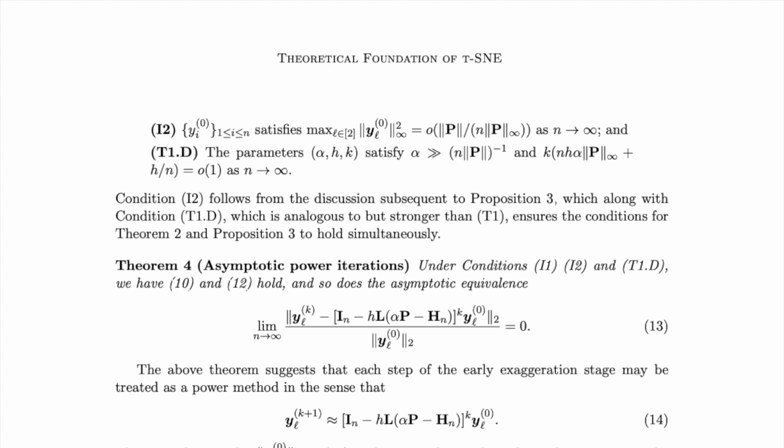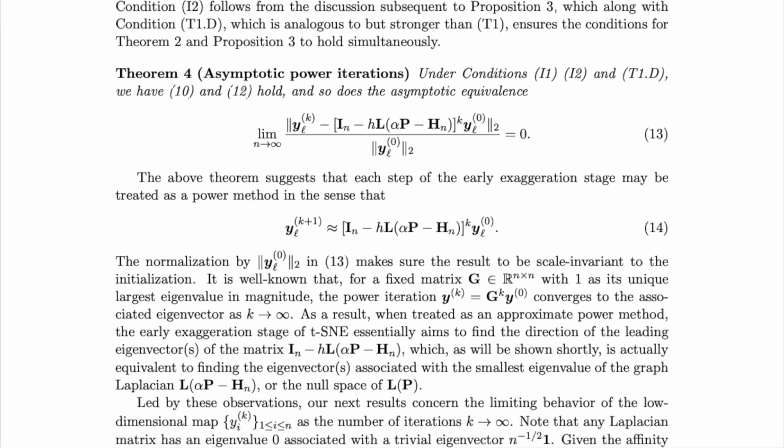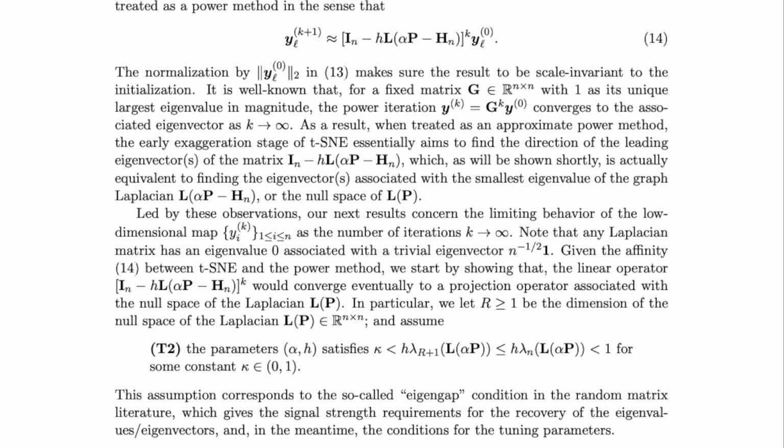Theorem 4, asymptotic power iterations. Under conditions I1, I2, and T1d, we have 10 and 12 hold, and so does the asymptotic equivalence, see formula. The above theorem suggests that each step of the early exaggeration stage may be treated as a power method in the sense that, see formula. The normalization by the norm of y of 0 in 13 makes sure the result is scale invariant to the initialization.